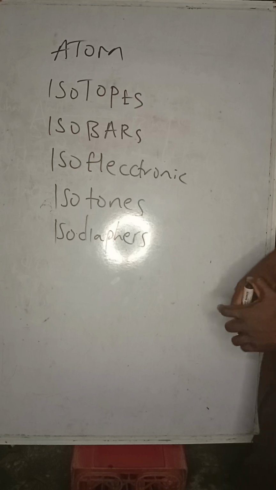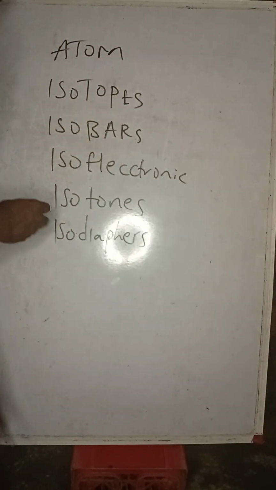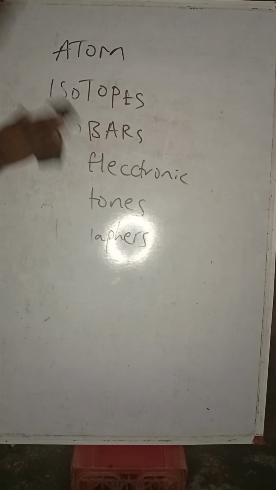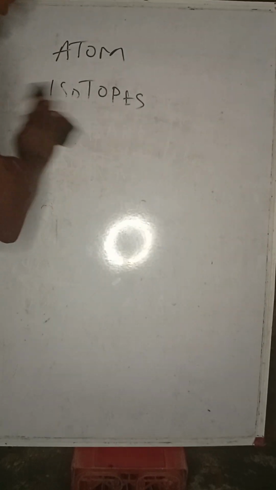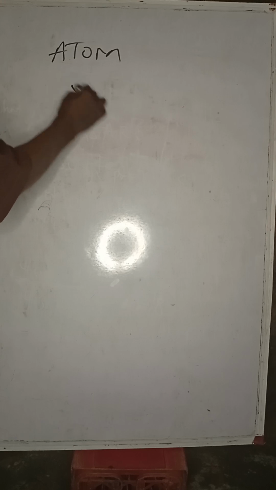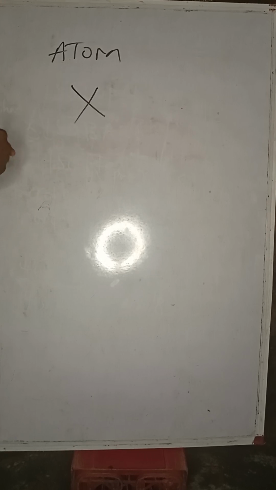Now, atoms are the smallest particles of an element which normally take part in a chemical reaction. So atoms are represented with symbols, and the first scientist to suggest that atoms of elements should be given symbols is J.J. Berzelius in 1814.